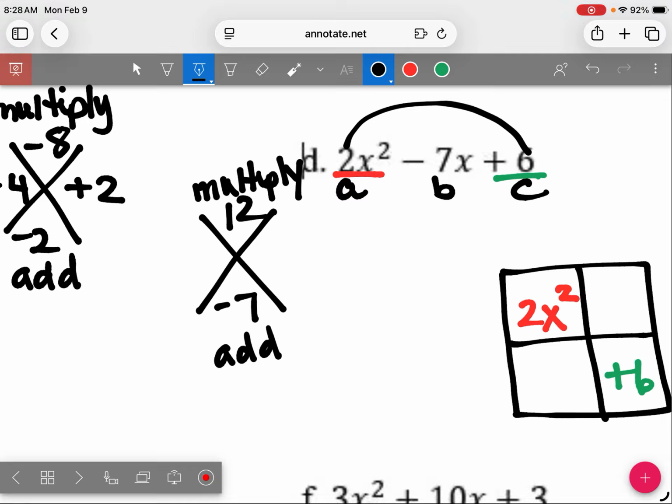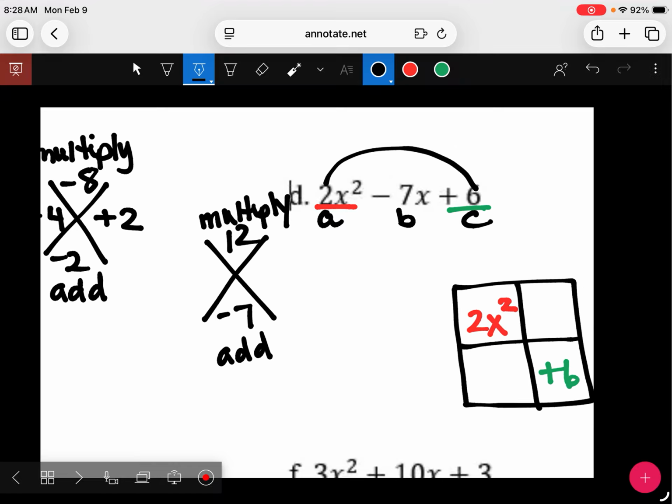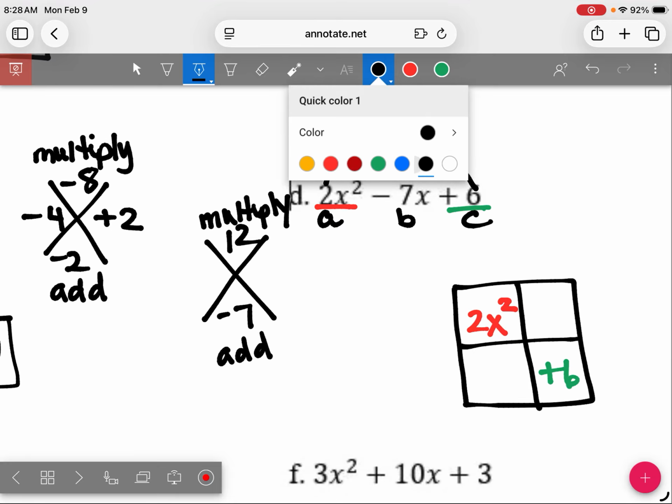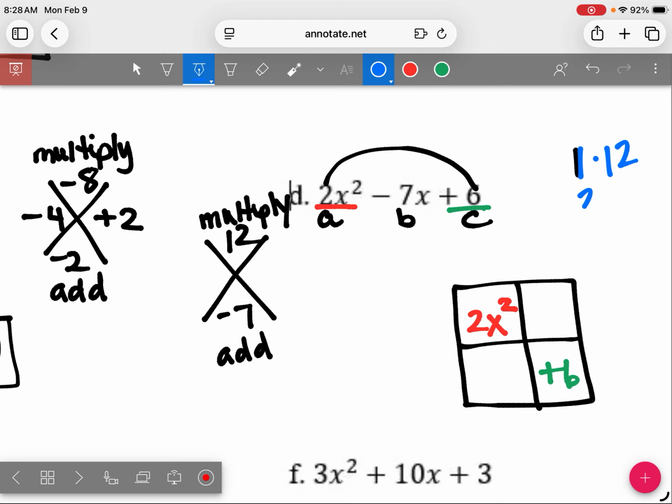What's some numbers that you know can multiply to give you 12? 1 times 12, 2 times 6, and 3 times 4. So which one of those pairs will add to be 7? 3 times 4. And we know they both have to be negative. Okay, so we're going to go through this pretty slow. I know that's the hardest part, which is why if you want a multiplication chart, you can have one. You sure can.